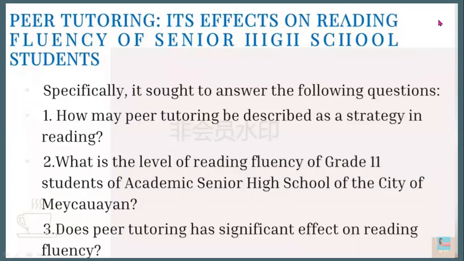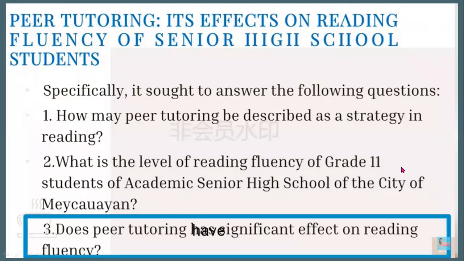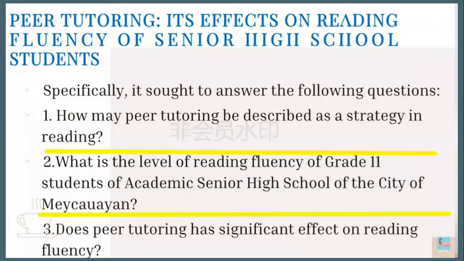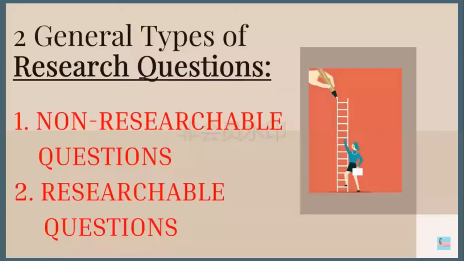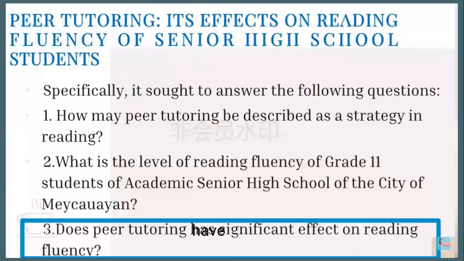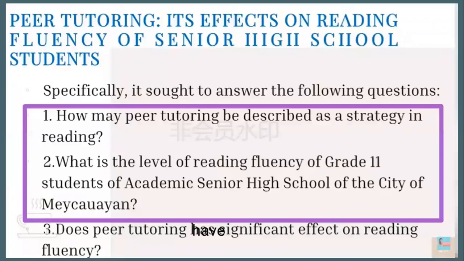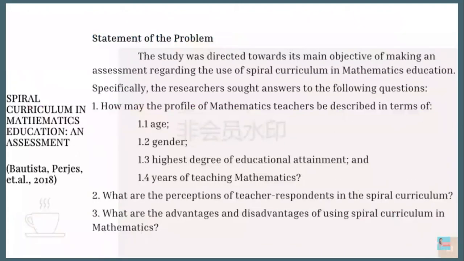Okay. Saan na tayo na part? Here. Sabi ko kanina, 1, 2, and 3. 1 and 2, researchable. Number 3, non-researchable. Okay. Ayan. Si number 1 and 2, researchable. Si number 3, non-researchable. Okay, now. Okay, let's move on.